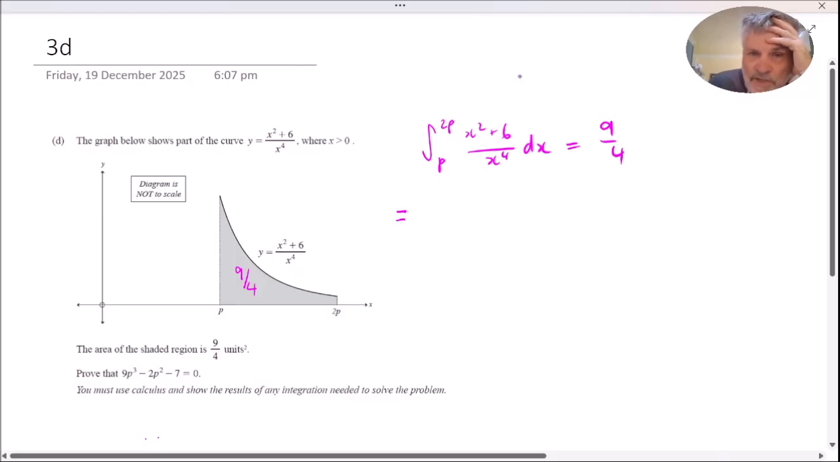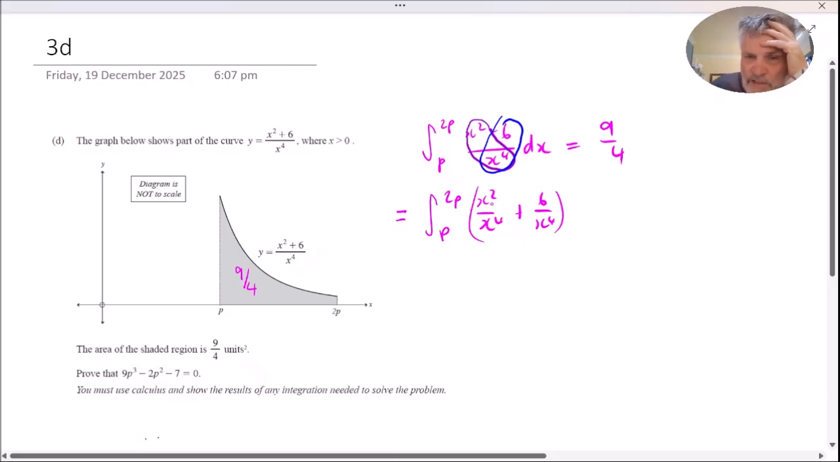With this sort of integral, we can split this up into x squared over x to the power of 4 and 6 over x to the power of 4. So that gives us the integral from p to 2p, x squared over x to the power of 4, I'll do it slowly, plus 6 over x to the power of 4. And we do that because once we simplify this first one, we can do both of these integrals in a straightforward way.